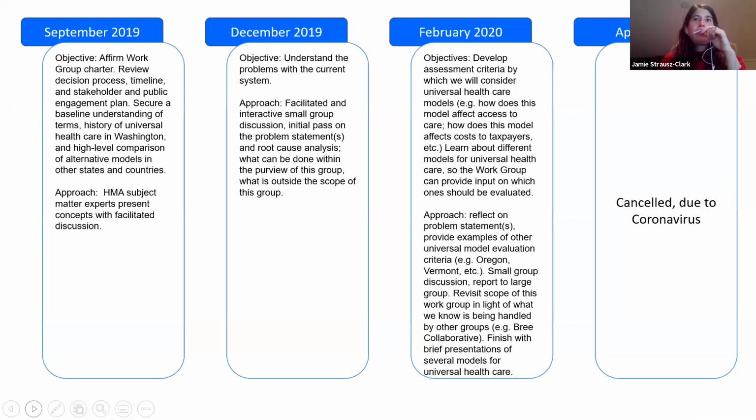All right, so I'm going to do as I always do and take you through where we've been and where we're going. So 15 months ago, September 2019, we came together for the first time and affirmed our charter and decision process, and then spent the meeting level setting on the history of universal healthcare, the terms we're going to use, and then reviewing some alternative models in other states and countries. In December, so exactly a year ago today, believe it or not, we worked on understanding the problems with the current healthcare system. And then in February 2020, our last meeting in person together, we developed the assessment criteria by which we've considered universal healthcare models.